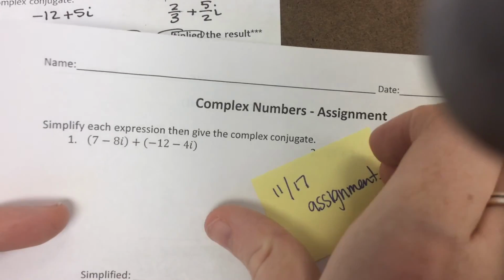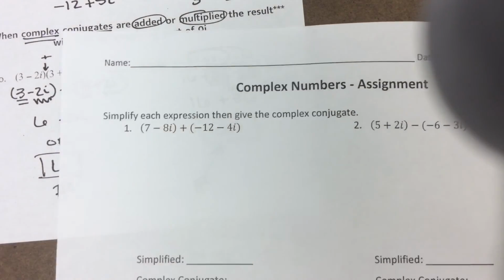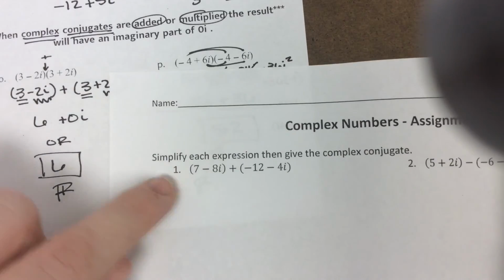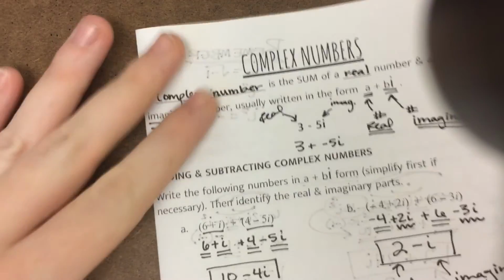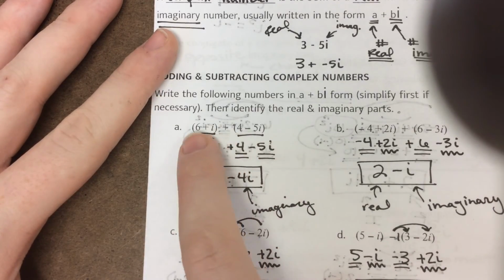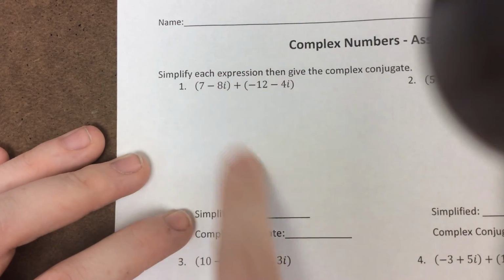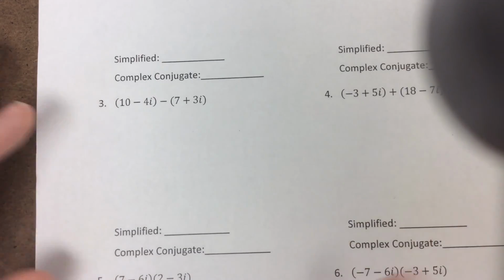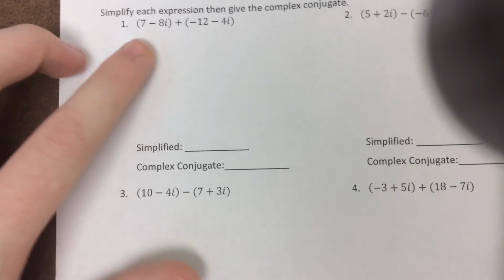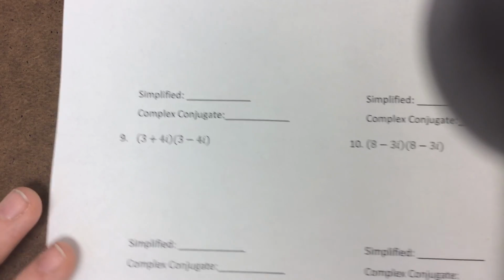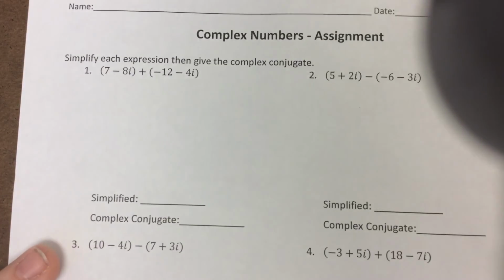This is what your assignment looks like. It says complex number assignment. It asks you to simplify, so the first thing you're going to do, just like we did on the front of this, we just simplified, so we added them together and simplified it. And then on all of these, it'll ask you for the complex conjugate. So you give me the original version, and then you give me the conjugate. That's on all of them. So they're just adding, subtracting, multiplying, dividing. You have 10 problems. On your mark, get set, go.